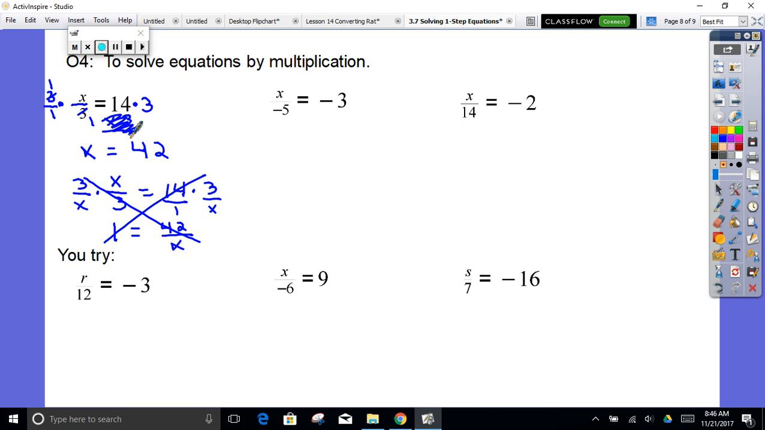Okay, next one. We're going to multiply by -5 because what we're dividing by is negative. So you show that again by writing it up by the numerator. So the -5's cross out diagonally and x equals positive 15.